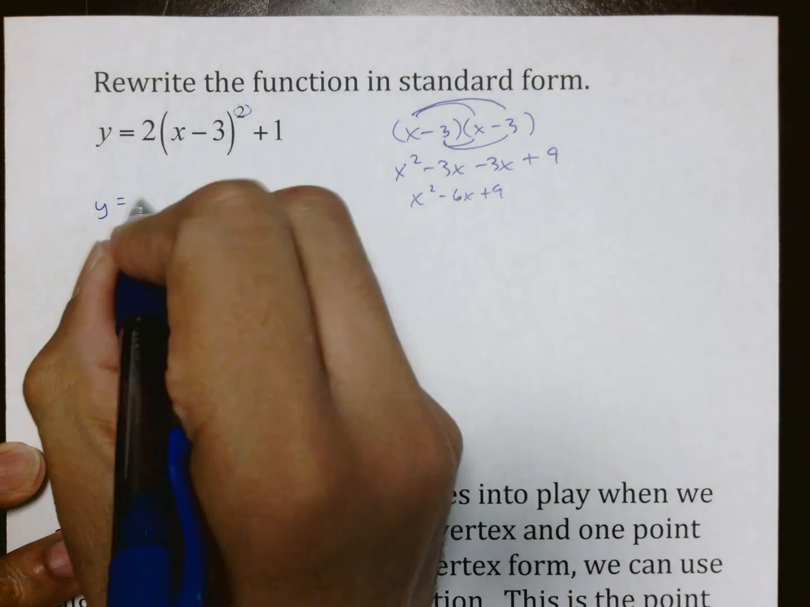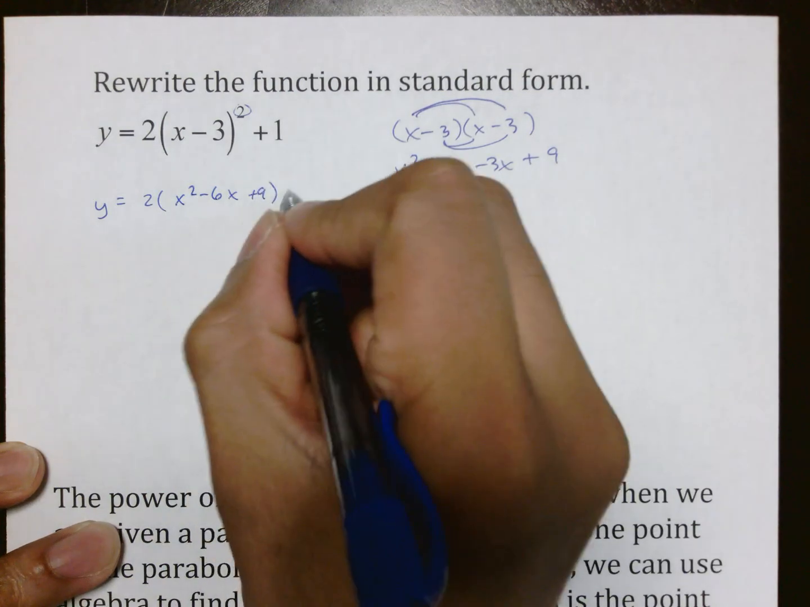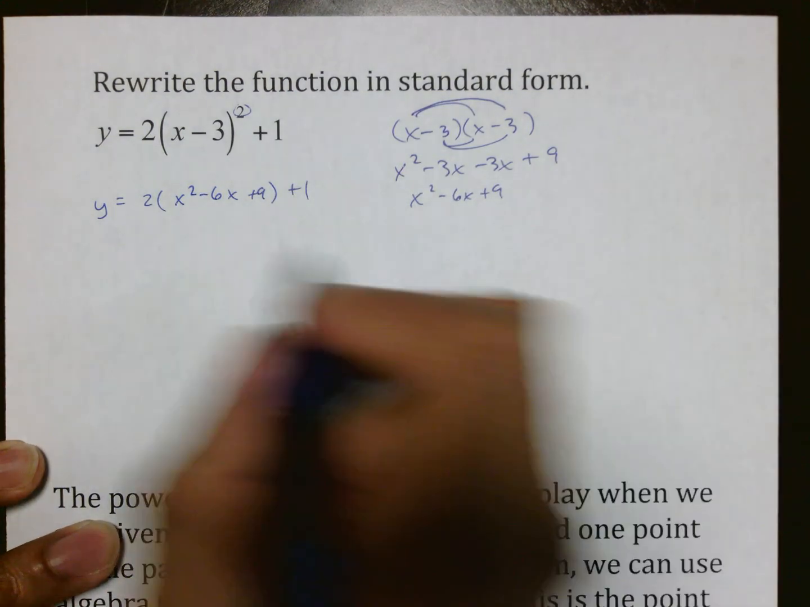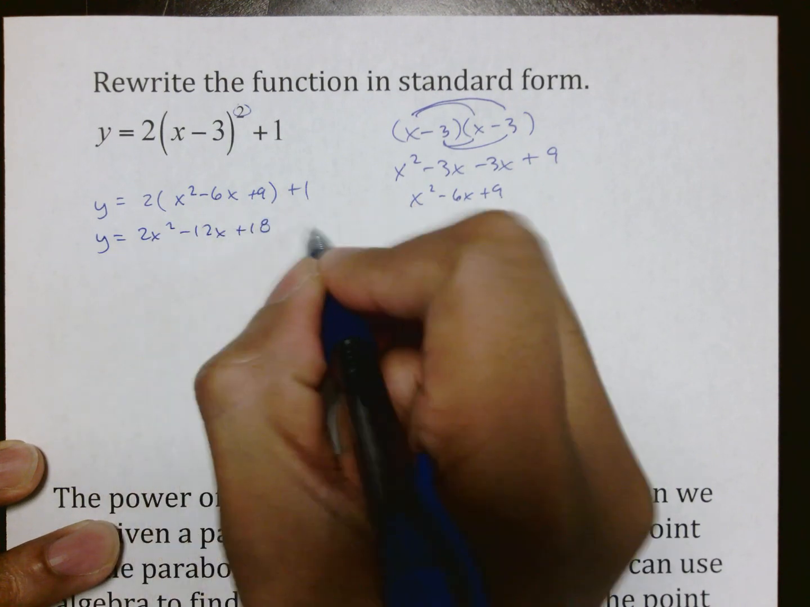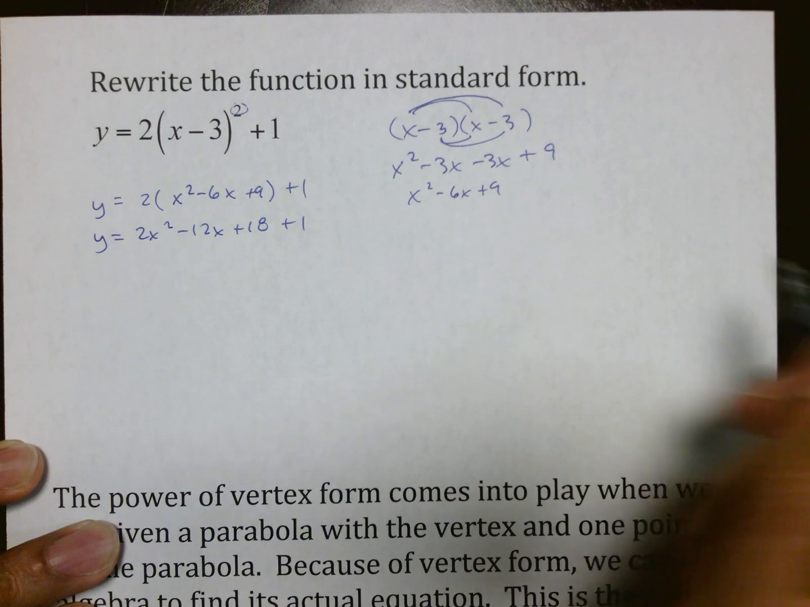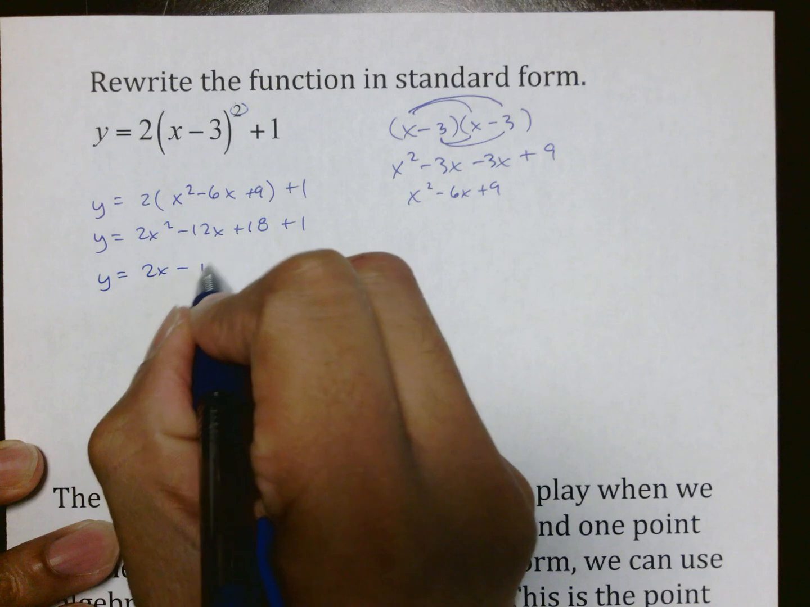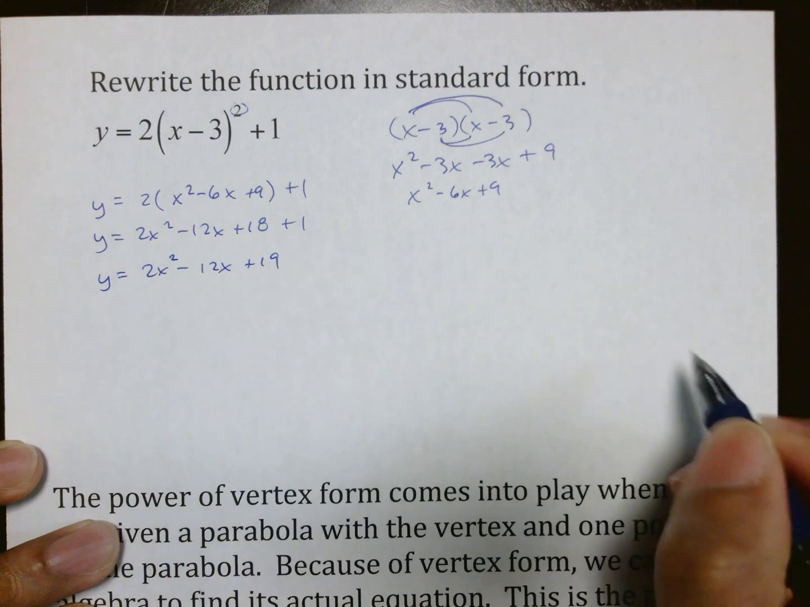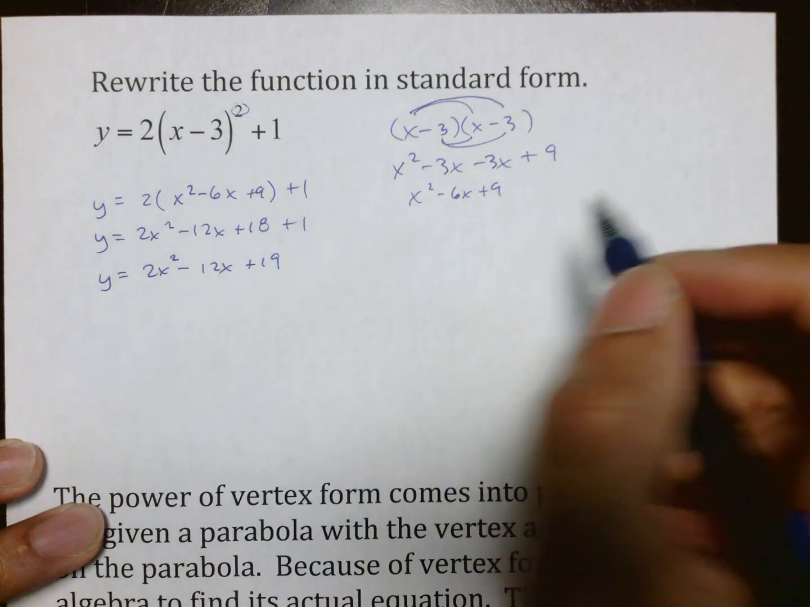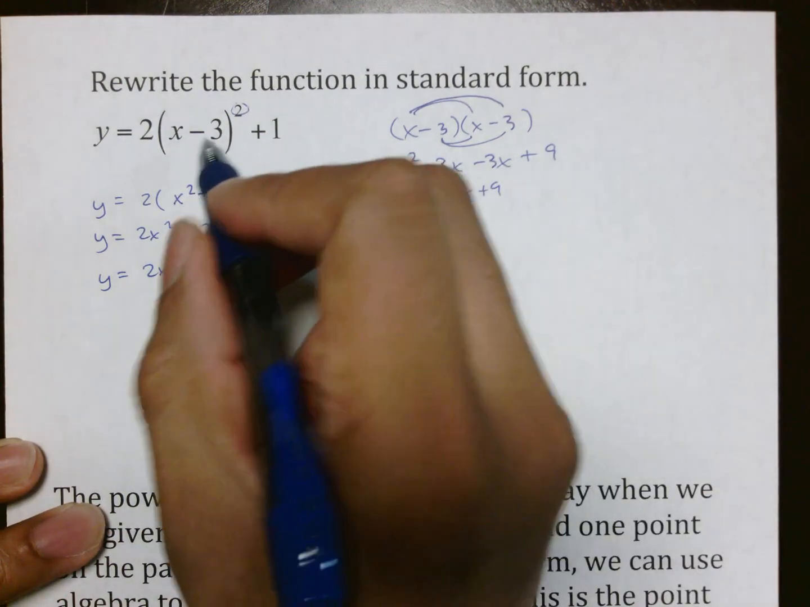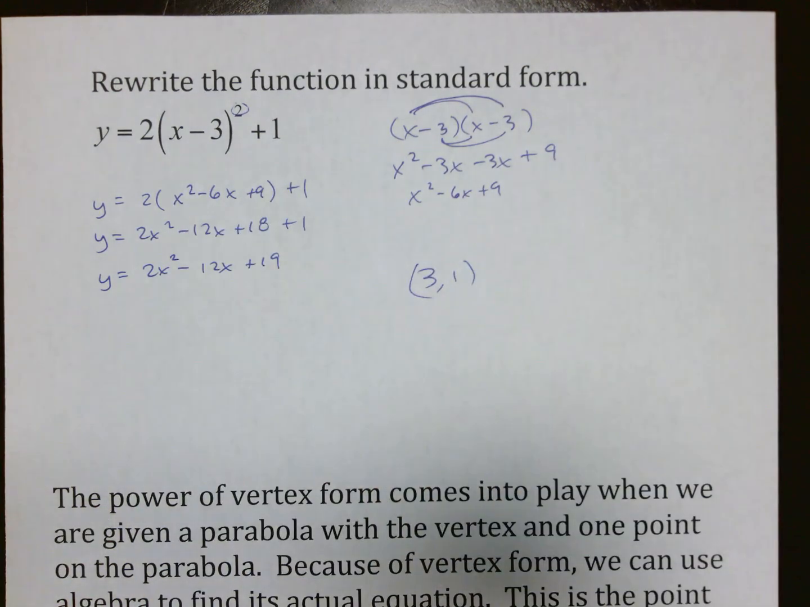So it turns into y equals 2 parentheses x squared minus 6x plus 9 plus 1. With that said, it turns into y equals 2x squared minus 12x plus 18 plus 1, which we then turn into, in terms of combining our terms, y equals 2x squared minus 12x plus 19. Now, the vertex, according to this, and again, you don't need to write this, but just for your own understanding, is 3, because remember we switched that number, we use the opposite of it, comma 1. That would be the vertex of it.